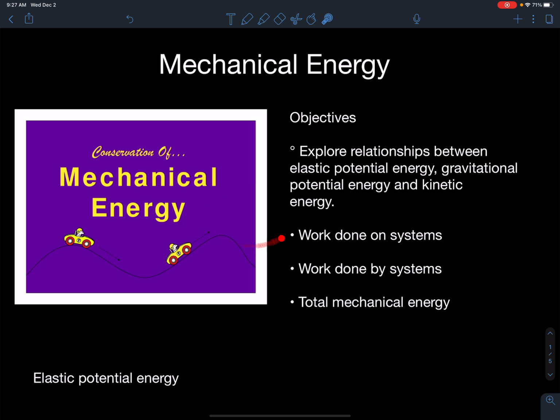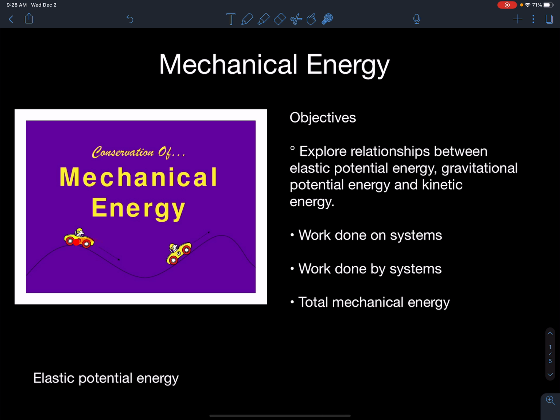In this little video, we're going to explore some simple relationships between elastic potential energy, gravitational potential energy, and kinetic energy. Those are the main three to begin with. We're also going to talk a little bit about what happens to work when it's done on systems, what happens to work that is done by systems, and how to do energy transformations when I know the equation for the total mechanical energy of a system. So let's take a look.